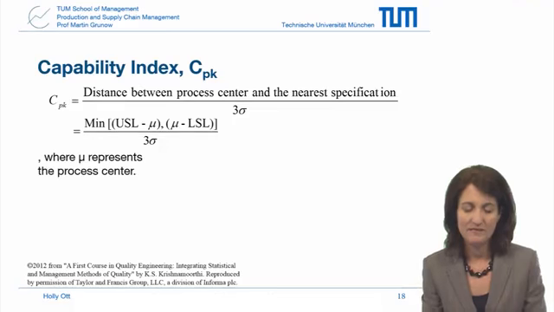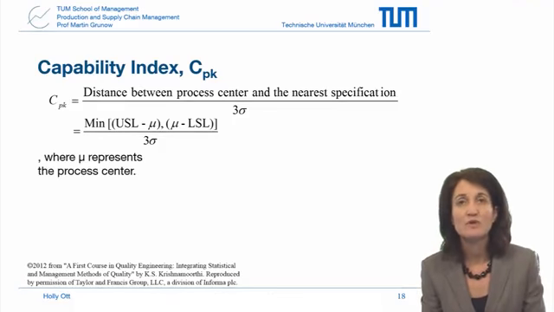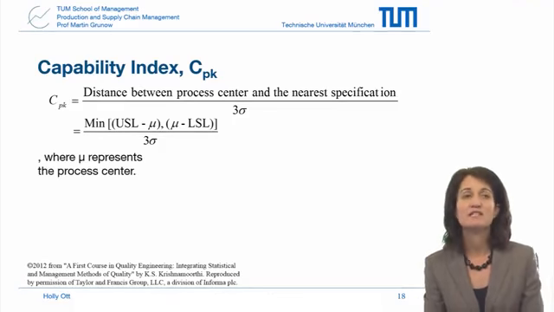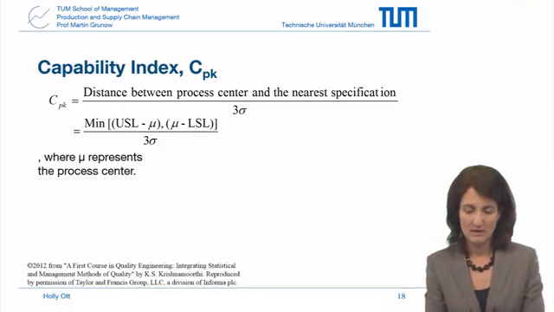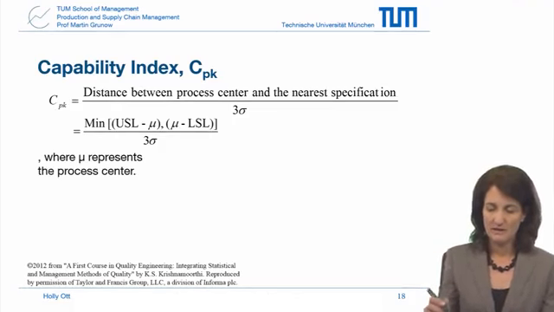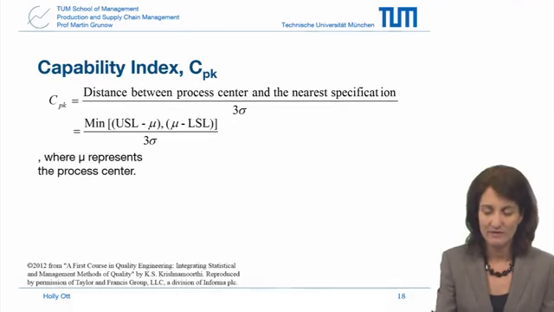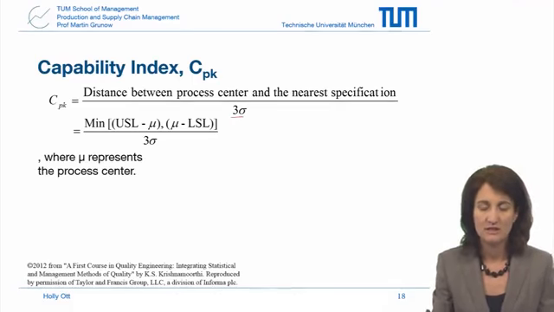CPK is defined as the distance between the process center and the nearest specification, over half of the population variability.